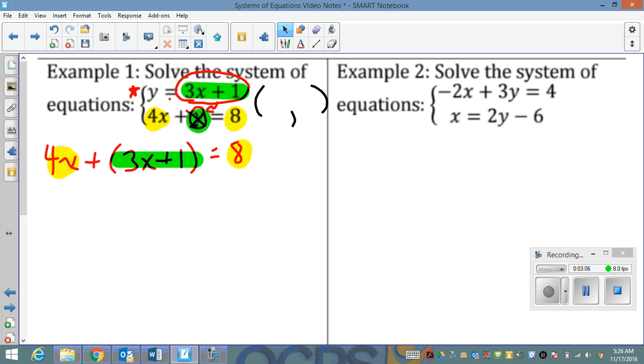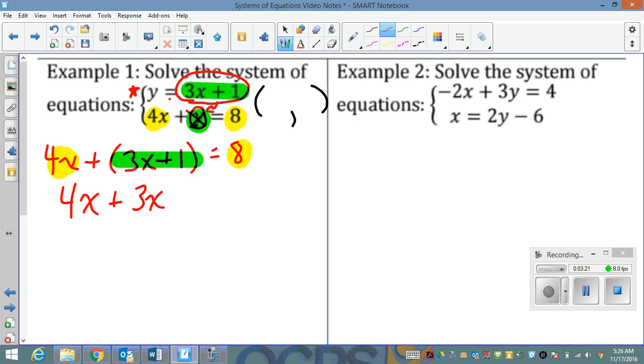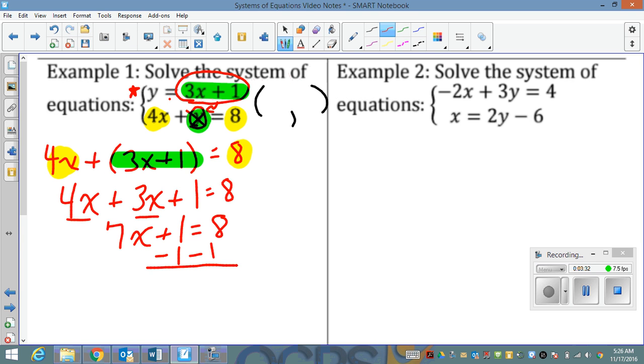Now, notice what I have is an equation with just x. I know how to solve that. So the parentheses here weren't necessary. It's okay to have them, but they weren't necessary. Sometimes they will be necessary. I'm going to combine my like terms since they're on the same side. Subtracting 1 and dividing by 7.